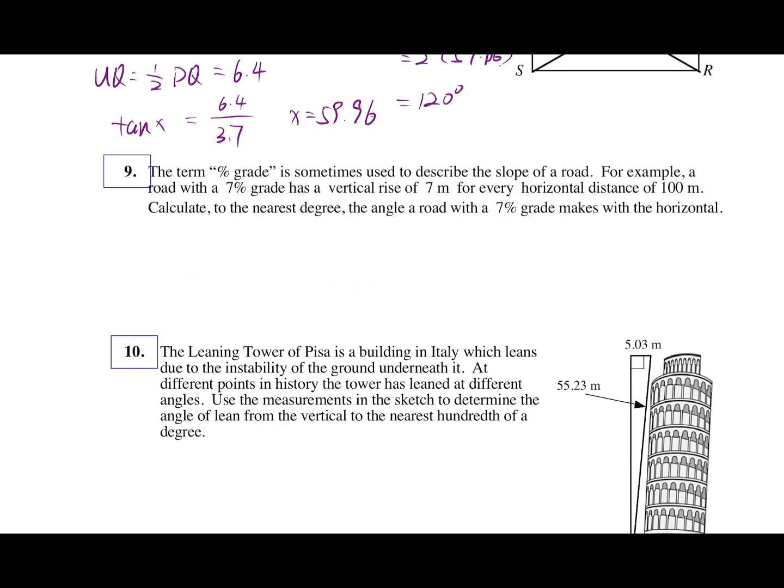Okay, and for this one, when you read it, it's a little bit tricky, but we can draw a triangle like this one. The vertical rise is 7, and the horizontal distance is 100, and we don't need to think about the 7% degree, so we don't need to use this one. This one is x, and we just need to find x, so we can use tangent x, opposite divided by adjacent, so x is 4 degrees, so the angle is 4 degrees.